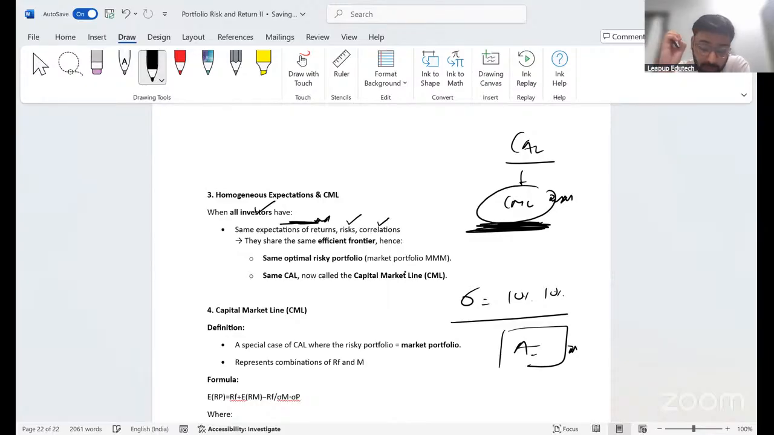The assumption is very, very simple: that the expected return from a particular security is the same, and the correlation is the same. That means what? We all will have the same efficient frontier. Your efficient frontier, my efficient frontier, everyone's efficient frontier will be the same. That means what? The optimal portfolio is also the same.